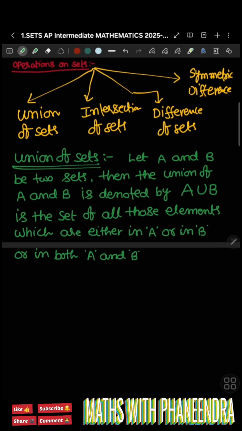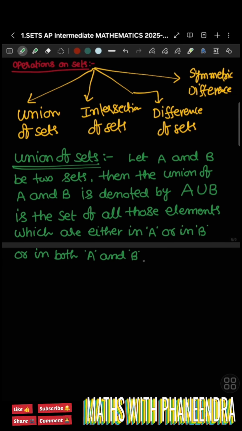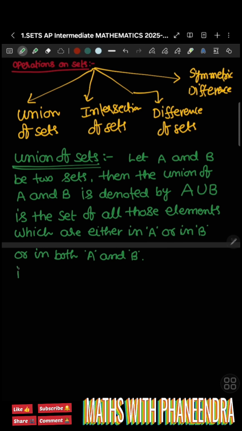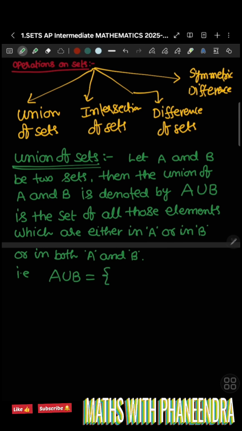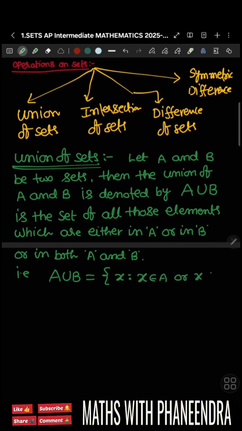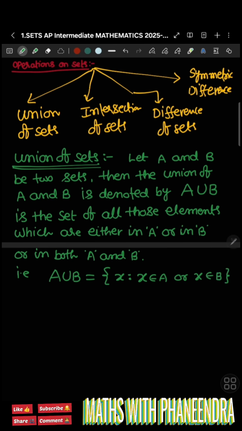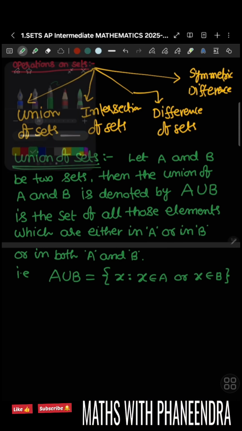This we can represent as: A union B is equal to {x such that x belongs to A or x belongs to B}. So A union B means x such that x belongs to A or x belongs to B. We'll consider some examples.